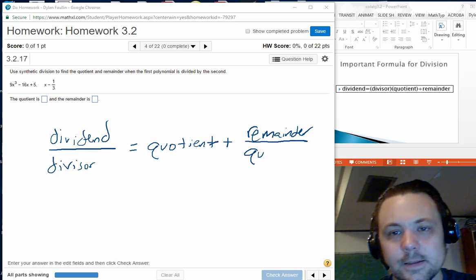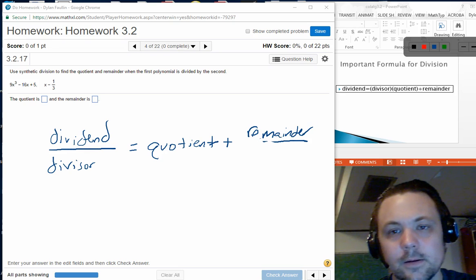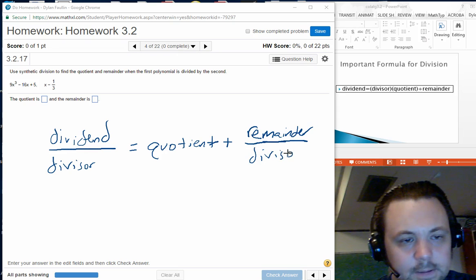Sorry, I'm writing the wrong thing here. Let's see if I can erase that. Okay, I can do it that way. Ah, it's bigger than I thought it would be. Okay, let's try that again. Over divisor. I can't do two things at once. Let me finish writing first.